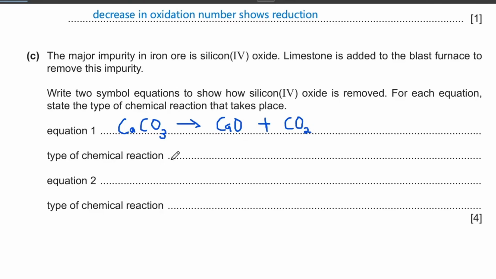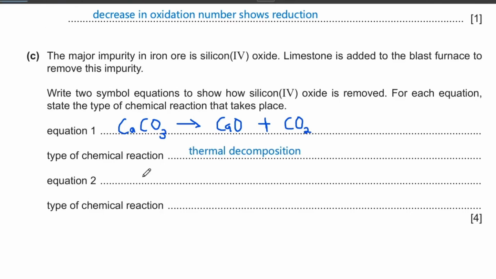Now, what type of chemical reaction is that? This is a decomposition reaction, but it is a thermal decomposition reaction because heat is involved. Decomposition means breaking down. So it is the heat that breaks it down into calcium oxide and carbon dioxide. So the type of chemical reaction is thermal decomposition.